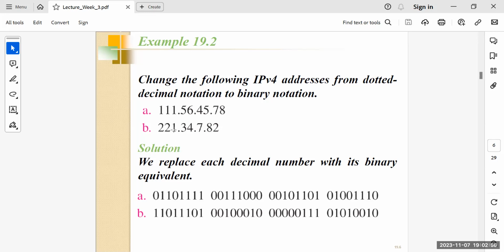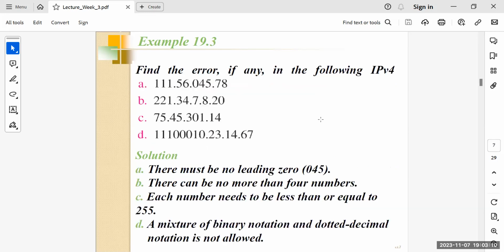Then we have 221. 221's binary representation is this. 34's binary representation is this. 7's binary representation is this. So make sure you count the number of zeros and you do not miss out on any number, and that's how you do it.